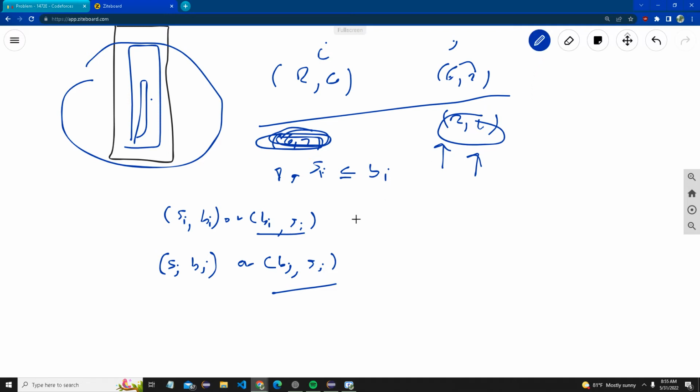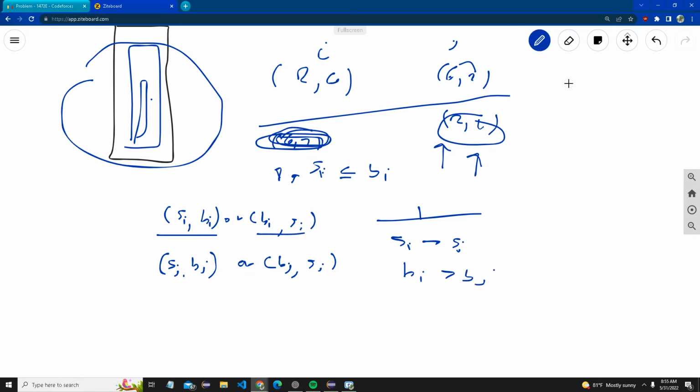Well, let's just look through every single case. There's only four, so it doesn't hurt. So let's look at this case. Case one: in order to fit rectangle J inside of rectangle I, S sub I must be greater than S sub J, and B sub I must be greater than B sub J. All right, so let's look at the other case.